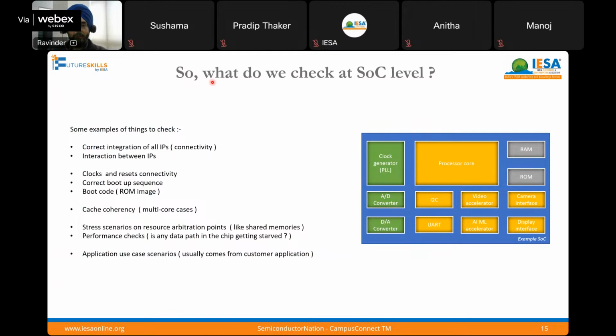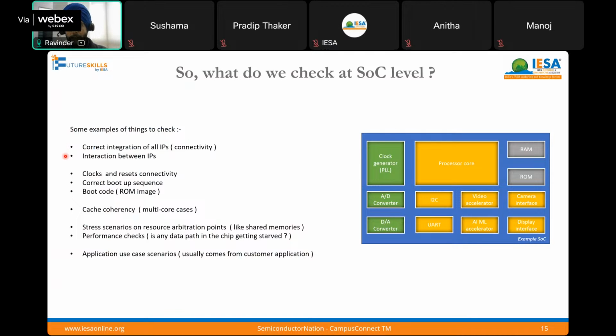Okay, so what is it that we really check at SoC level? This is a list of some items that are typically the target of SoC level verification, the goals of SoC level verification, which is correct integration of IPs, the connectivity. It's possible when you are connecting the IP in the SoC level netlist, some of the connections are wrong or not even connected. So that has to be checked.